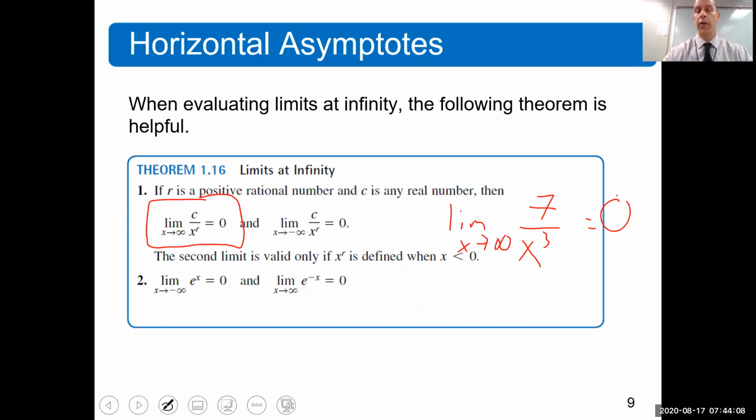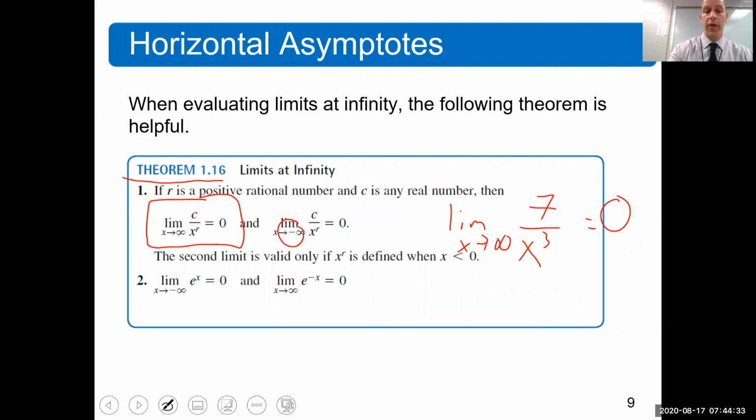Well, hopefully you remember from one of our earlier lessons, anytime you take a constant divided by an infinite number, so you're taking infinity to the third in this case, essentially, if you did a direct substitution, this is going to be 0. The nice thing about this theorem is you don't have to go through that analysis. You can just refer to the rule. You'll also notice that this is also true if x is going to negative infinity.